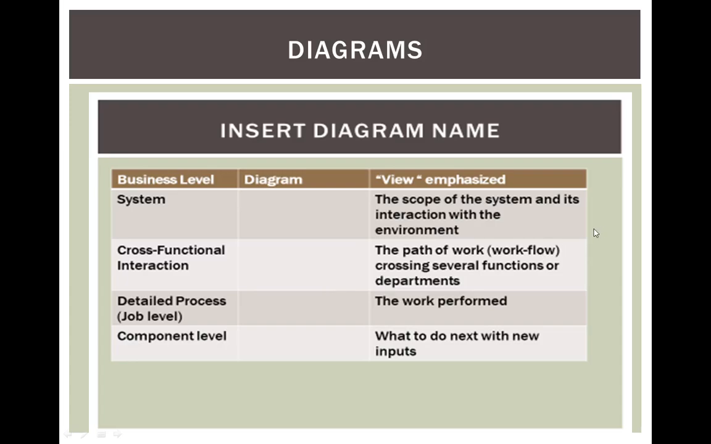All right, so basically we've got 4 different diagrams that we talked about. We've talked about the context diagram. We've talked about the cross-functional process map, otherwise known as the swim lane diagram. And we talked about the flow chart. What we have not talked about is the state diagram. All right, but we will. We're going to talk about that probably next week.